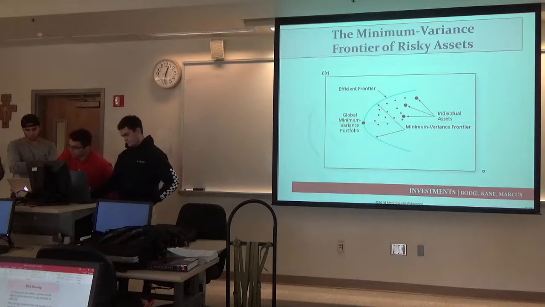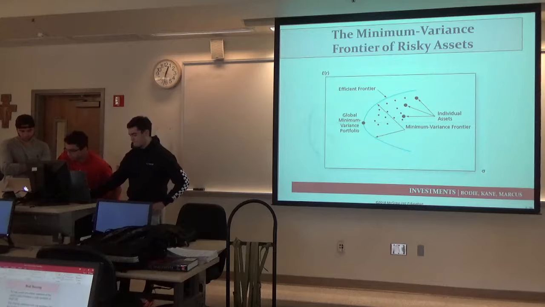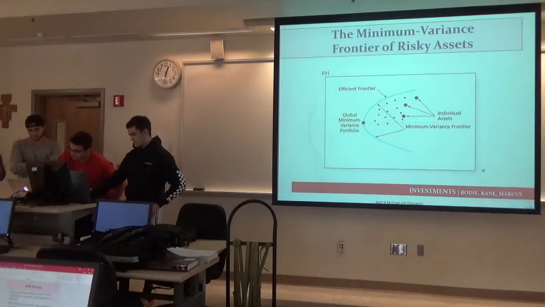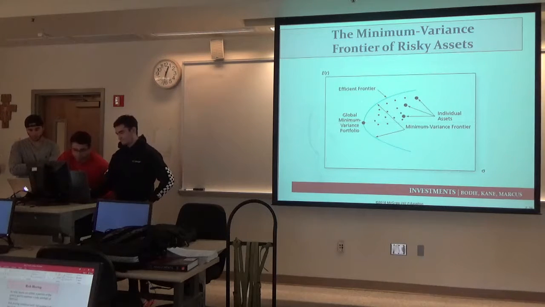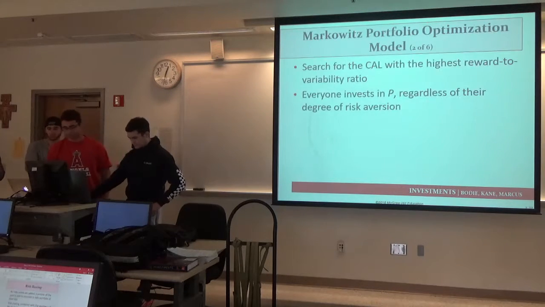Okay. This is the minimum variance frontier of risky assets. The blue line is the minimum variance frontier, and all the dots inside are individual assets. The dot in the middle, on the midline, is the global minimum variance portfolio. So that's the one you want.